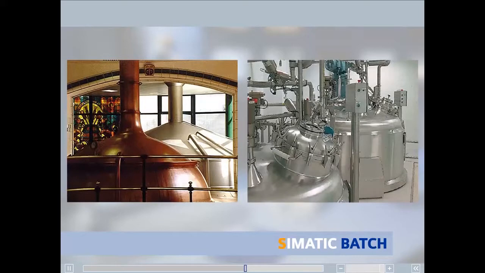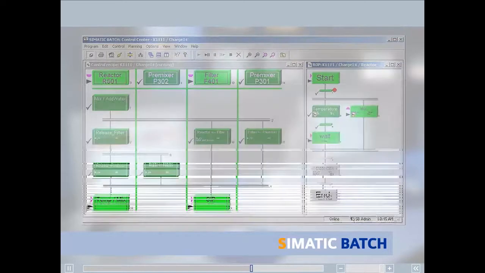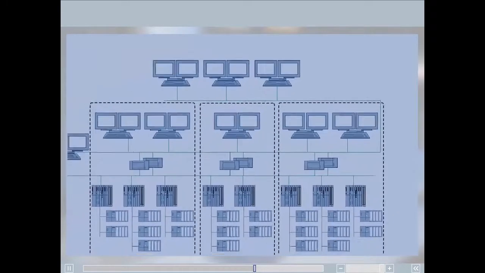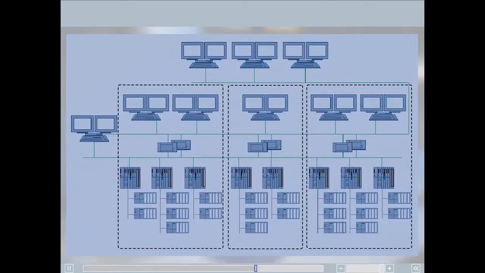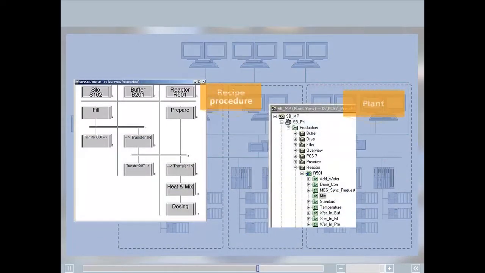SIMATIC Batch can be used for process plants with complex batch processes or regularly changing control sequences. This is an option that is completely integrated in the operator control and monitoring strategy and in the engineering of SIMATIC PCS7. SIMATIC Batch can be configured either as a single workstation system or as a client-server system, and because of its modular architecture and flexible scalability, it can be used in process cells of any size.